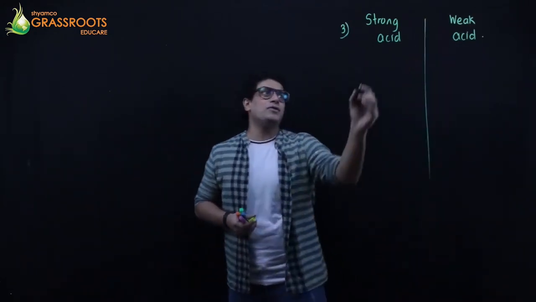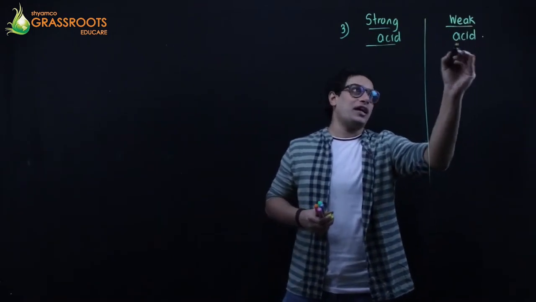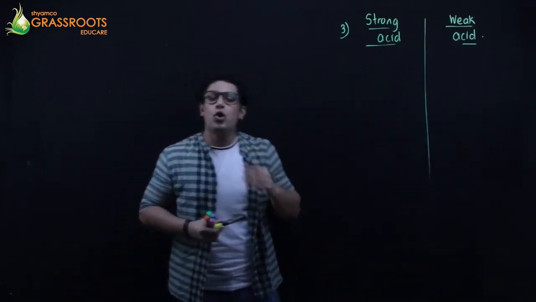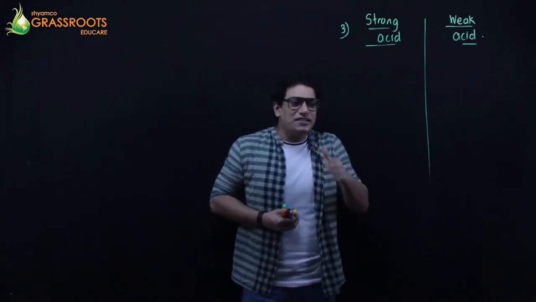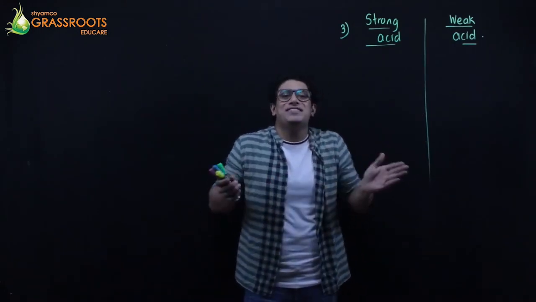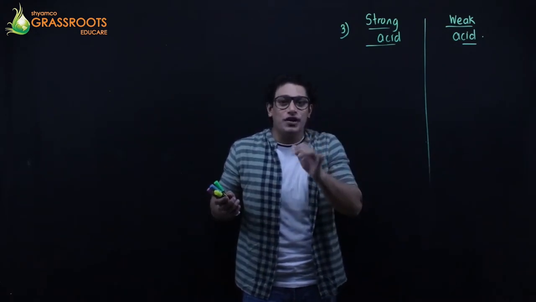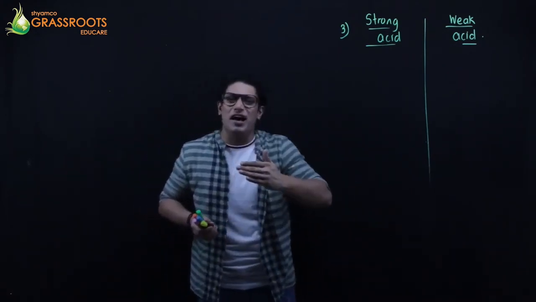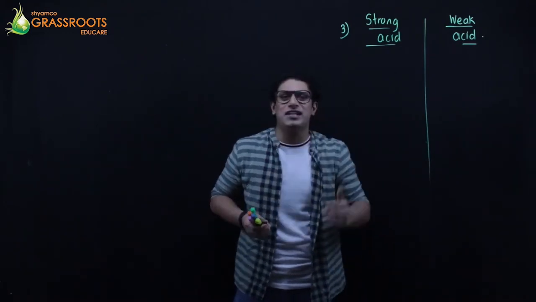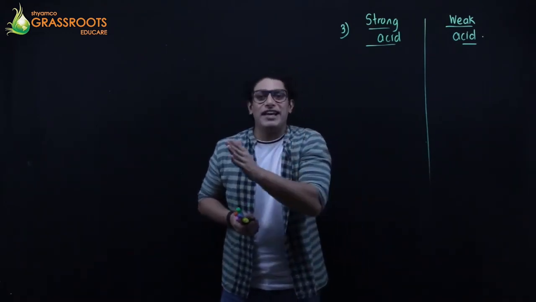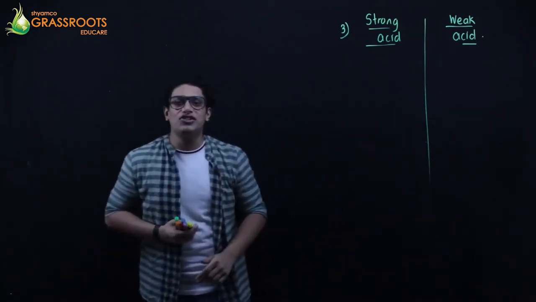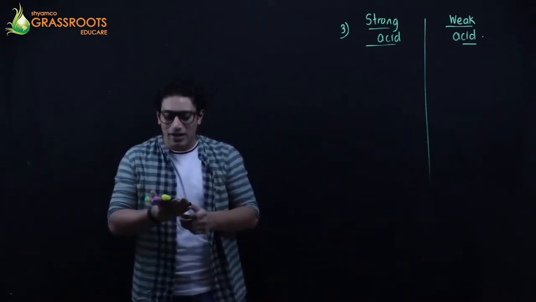Okay, so if I'm talking about a strong acid, what exactly is a strong acid? Whenever an acid is dissolved in water, it completely dissociates. That's the correct word. Dissociates means break down. Tootna. Toot gaya. It broke down. It got dissociated into H plus ions. H plus ions. We call such an acid as a strong acid.